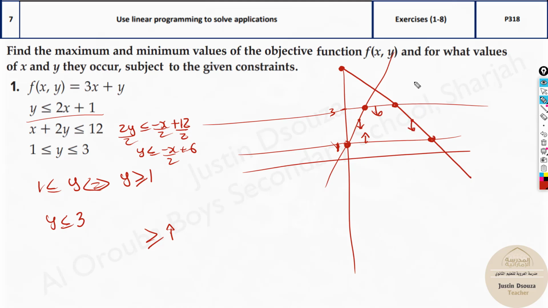If it was greater than, it would be above this line. If it's less than or equal to, then it will be down. If it was greater than, it will be up. That's the only thing. So now I know these are the 4 vertex points.